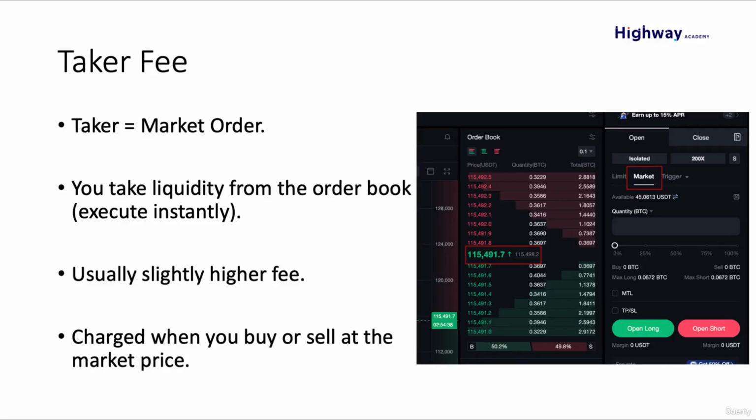Now let's look at the taker fee. A taker means you are placing a market order. You're taking liquidity from the order book because your order executes instantly. It's just like when you don't want to wait in line, you pay extra for a fast pass to skip the queue. In trading, that extra cost is your taker fee, a small premium you pay for instant execution. Since your trade is filled right away, the exchange usually charges a slightly higher fee. So whenever you buy or sell at the market price, you are paying a taker fee. In short, fast execution comes with a small cost.